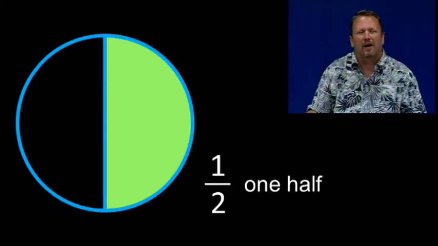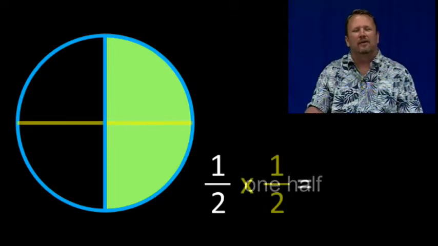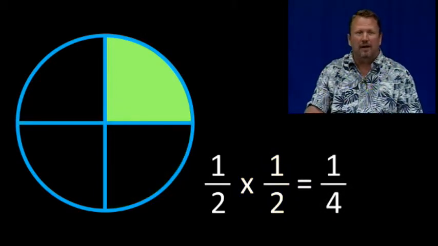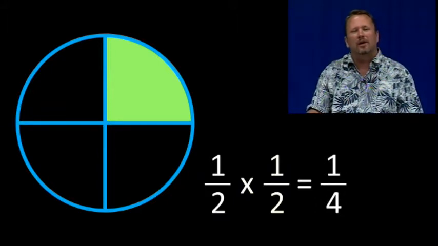And let's cut that fraction in half. That's the same thing as multiplying by 1/2. If we take 1/2 and cut it into 1/2, we end up with 1/4.